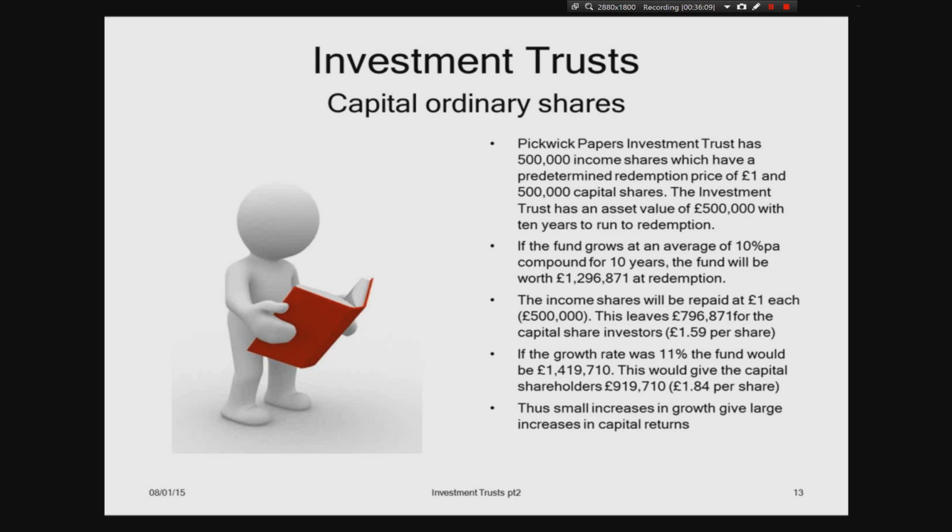However, if the fund was worth 500,000 at maturity, the capital shareholders would not be paid, as the income shareholders would receive their payment first. So they will be first off. Therefore, the capital shareholders would be left with nothing. So if there is no growth in assets, or the gearing has gone particularly badly and liabilities have increased and things have gone badly wrong, capital shareholders will not receive a penny.